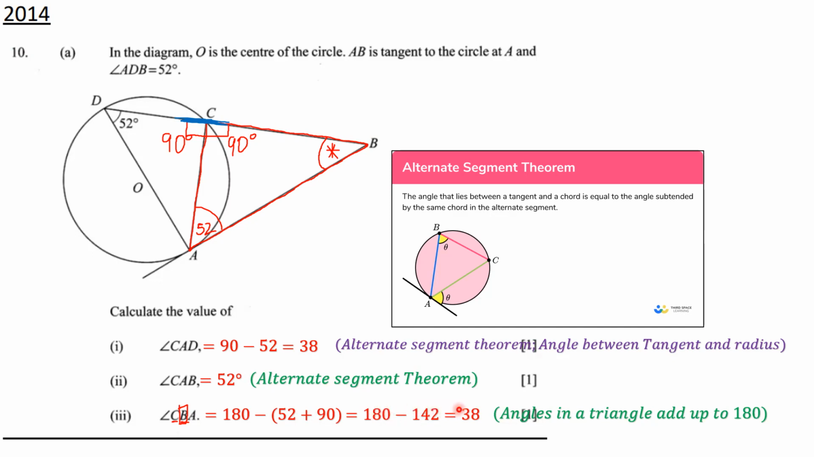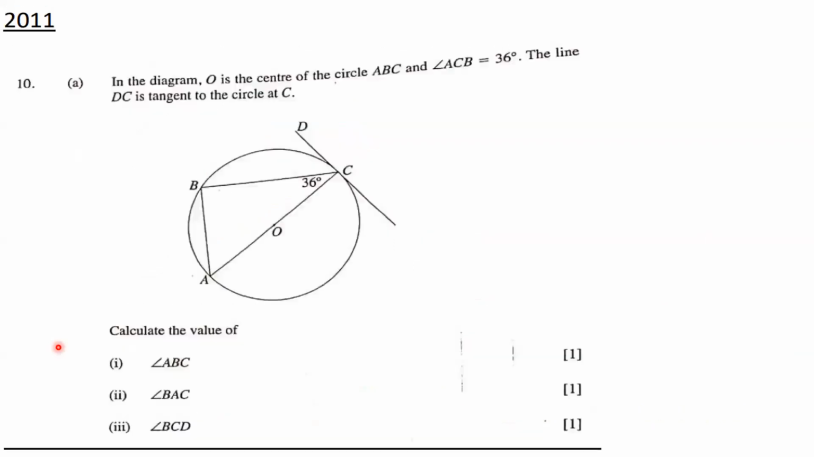And so that means that this angle right here is going to be equal to 38 degrees. The reason why it's 38 is because if you add 90 plus 38 plus 52, they're going to equal 180 degrees. Let's move on to the next question.